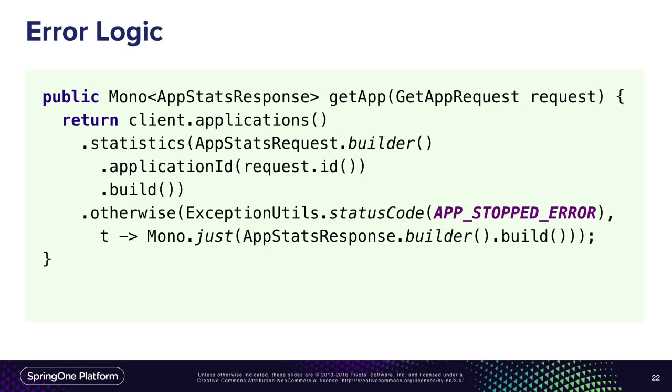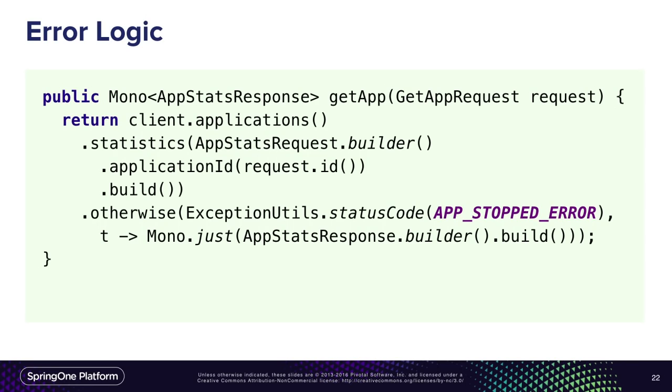We've built our little request. We make the request to the statistics endpoint. And it will return a Mono of AppStatsResponse. You can see that up on the top line there. But sometimes it won't provide the correct response. And the one common example of it doing that is if the application is stopped. Clearly, if the application is stopped, it can't tell you about its uptime or its CPU usage. So in that case, this is a perfectly normal thing that we would expect to get back from Cloud Foundry. Nothing has gone wrong. We want to be able to handle that error.